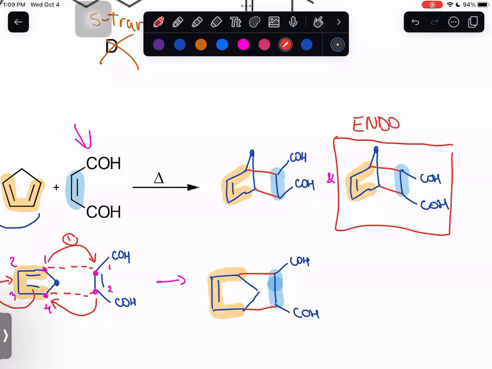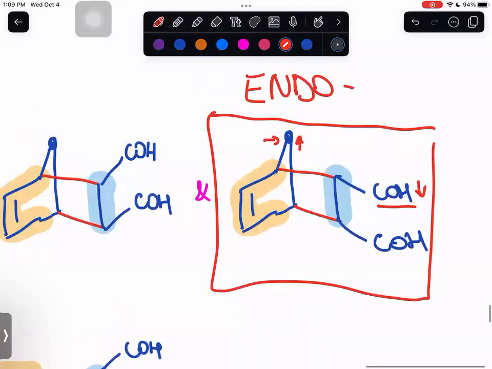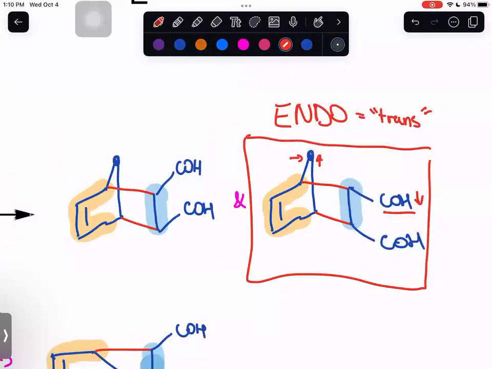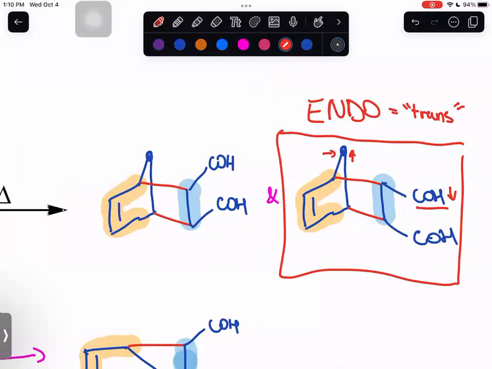And to find the endo, basically, we're just looking at the little bridgehead and the groups that we have, and we're looking at the relationship. So if the bridgehead is pointing up and the groups are pointing down, they're trans to each other. So it's going to be endo. So they're both in the endo. They're both equatorial groups, right?